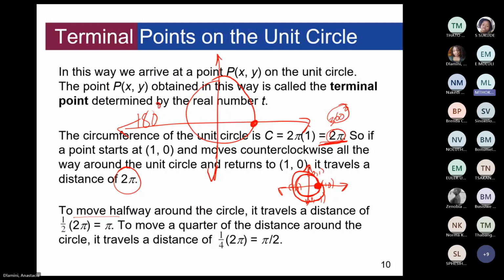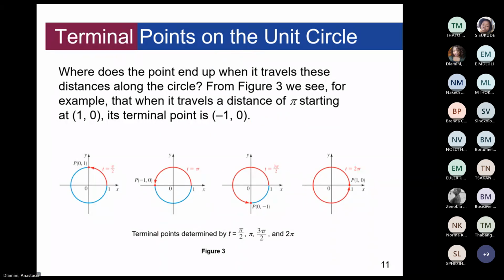So 90 degrees is here, and in here it's called pi over 2 in radians. They ask, where does the point end up when it travels these distances along the circle? From figure 3, we see, for example, that when it travels a distance of pi, it's from here to there.